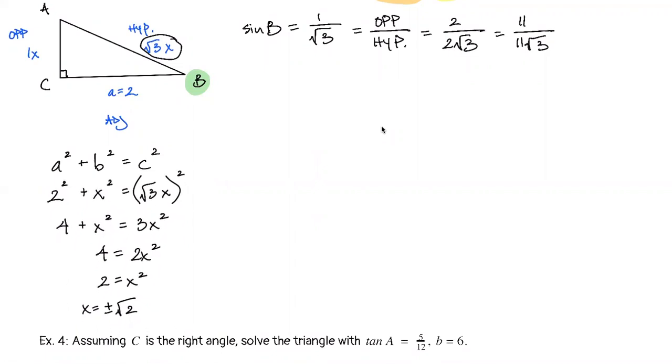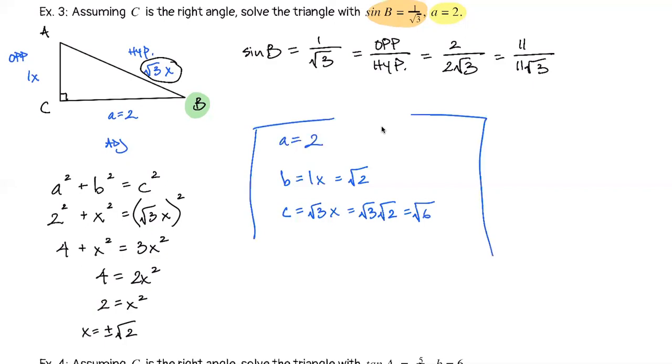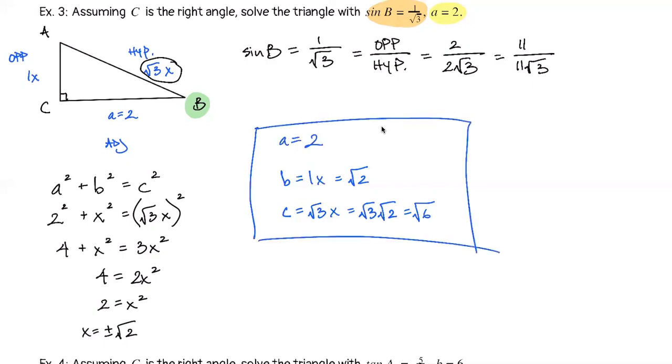I don't need the minus one. I only need the plus one because I'm looking at the ratio of sides. So here's what this tells me. It tells me that little a is 2. Little b is 1x, or we found x to be square root of 2, so little b is the square root of 2. Little c is square root of 3 times x, or square root of 3 times square root of 2, which is root 6. And that is solving the triangle because I found the length of all three sides in my right triangle.